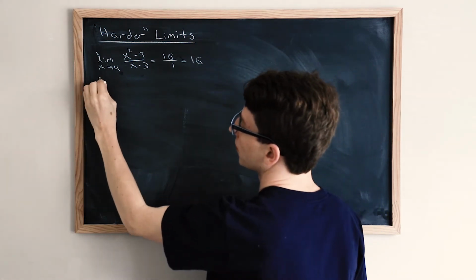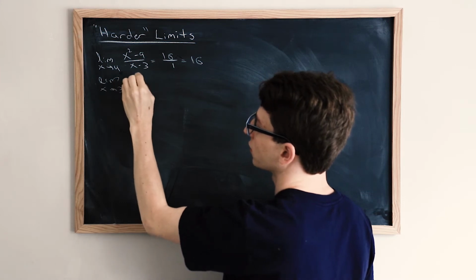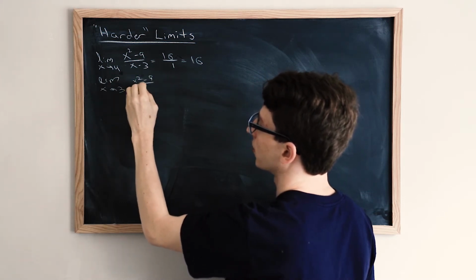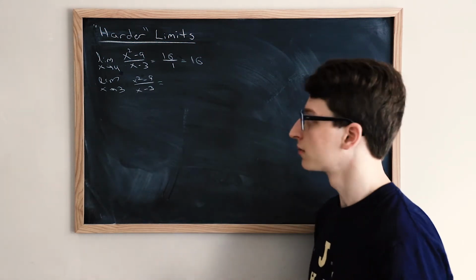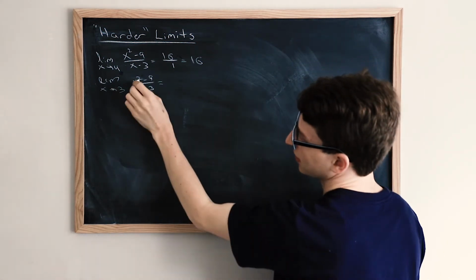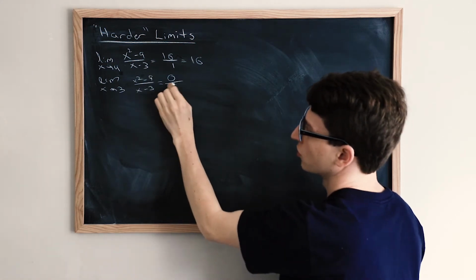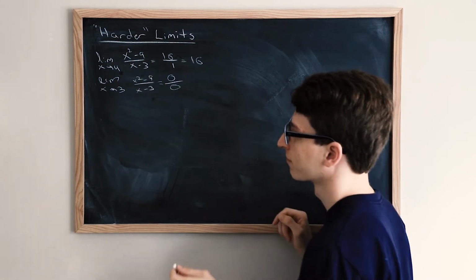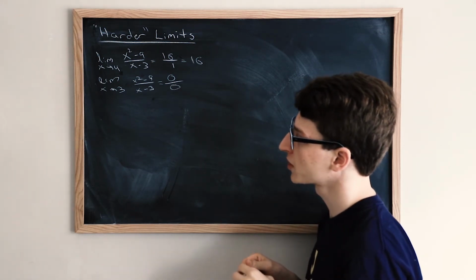But now if we looked at the limit as x goes to 3 of x squared minus 9 over x minus 3, we don't really get something too nice, because 3 squared minus 9 is 0, and 3 minus 3 is also 0. Well, what else can we do here?